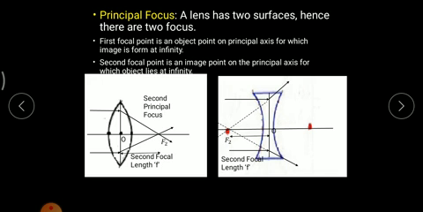So these terminologies will help you out in understanding image formation.